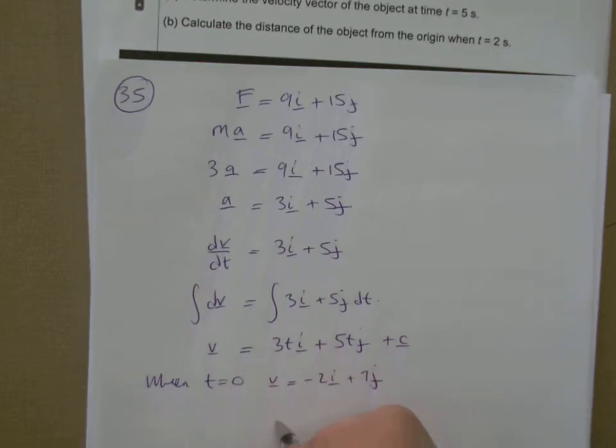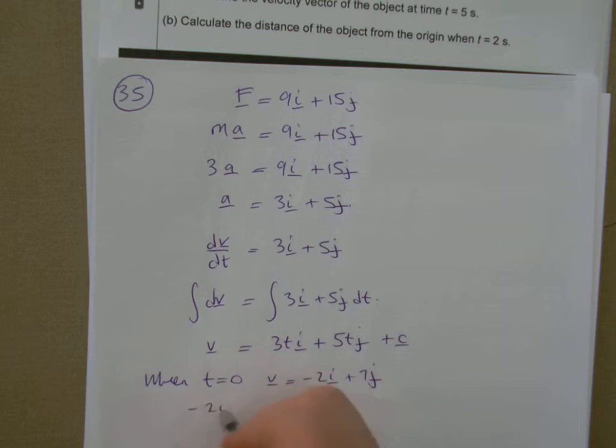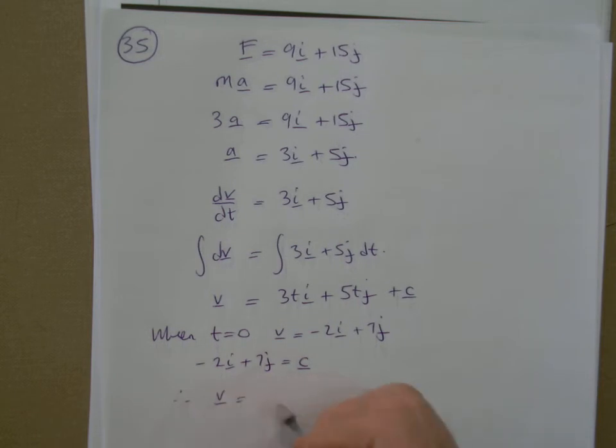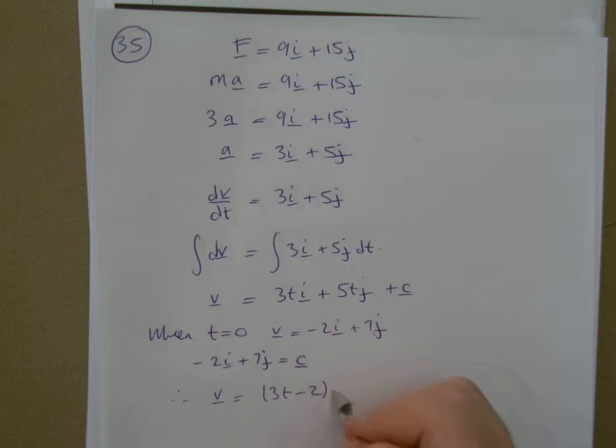So you plug it in there, so you can see that minus 2i plus 7j will equal c. Therefore, v is equal to 3t minus 2 i plus 5t plus 7 j.